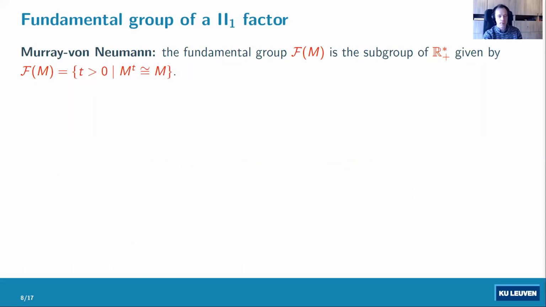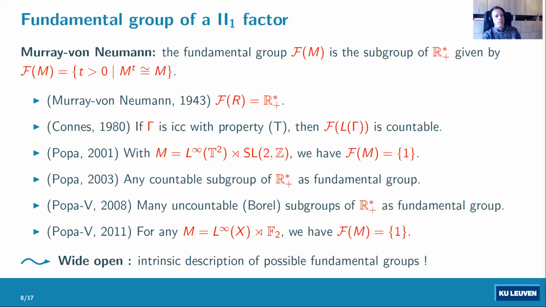So what do we know about fundamental groups of 2-1 factors? Well, here is a very quick overview. Murray and von Neumann could only prove for certain 2-1 factors that the fundamental group was the entire R+. I mean, once you have the hyperfinite 2-1 factor or things that tensor with R, they have this fundamental group already by the work of Murray and von Neumann. Then Alain Connes could prove that in the world of property T groups, where things are much more rigid, the fundamental group of L of gamma is necessarily countable. And quite recently, there were a few concrete constructions of ICC property T groups for which this is a trivial fundamental group, but that's a very recent thing.